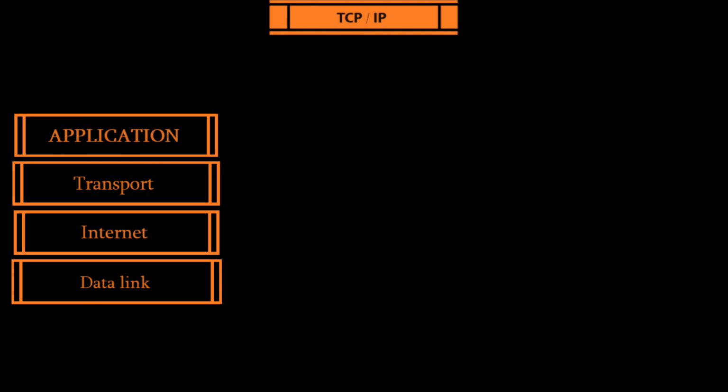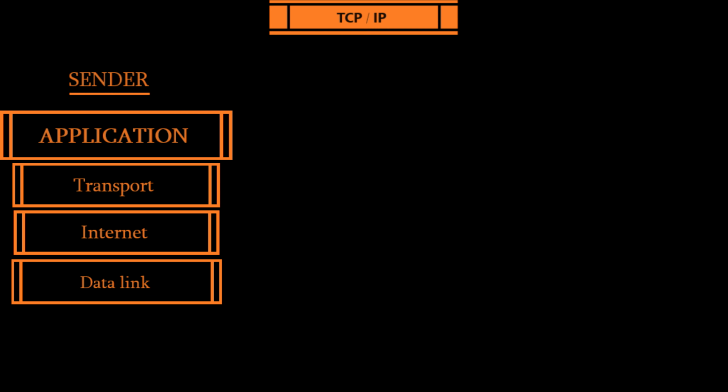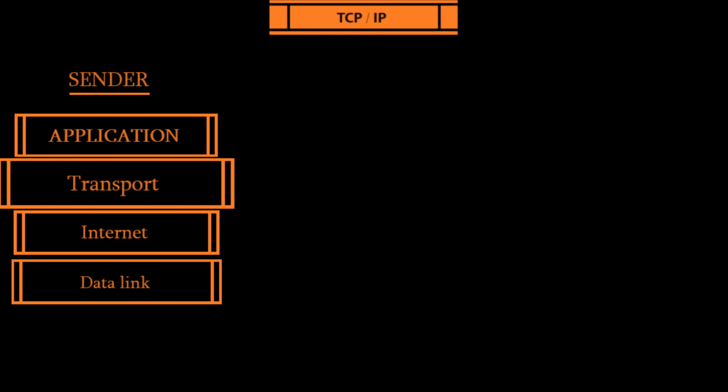Now let's have a quick review of the sending and receiving processes on this model, which is pretty much the same as the OSI model. In the sending process, our first station will be the application layer. Its job is to take the data that will be sent from that certain application or web server, then encrypt and encode it. After that, it will pass it to the transport layer.